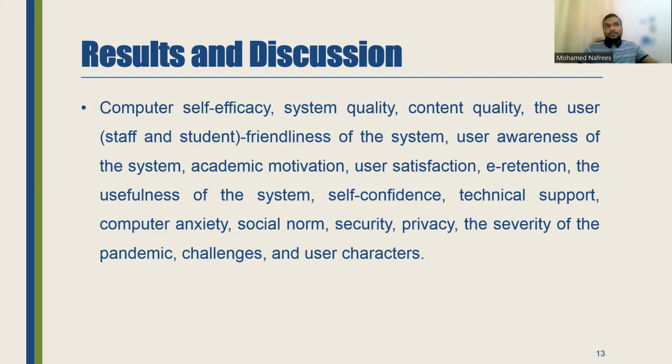For example, if you are using a VLE or virtual learning environment for e-learning, we have to confirm the quality of the VLE or Zoom or any other tool that we are using for e-learning. We have to confirm the system quality, content quality, the user, meaning staff and student, friendliness of the system, user awareness of the system, academic motivation, user satisfaction, e-retention, the usefulness of the system, self-confidence, technical support, computer anxiety, social norm, security, privacy, the severity of the pandemic, and challenges that students and staff are facing.